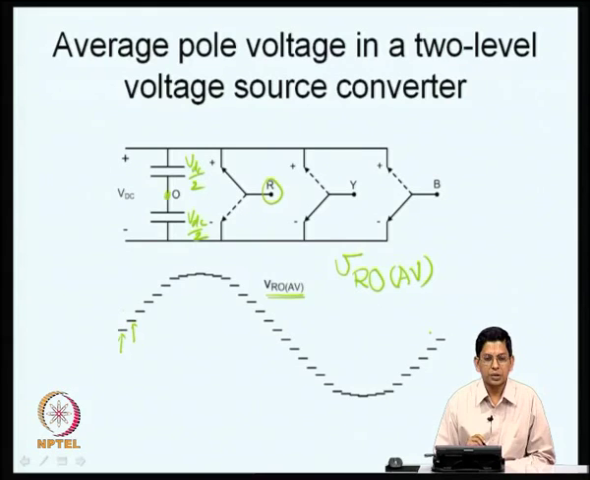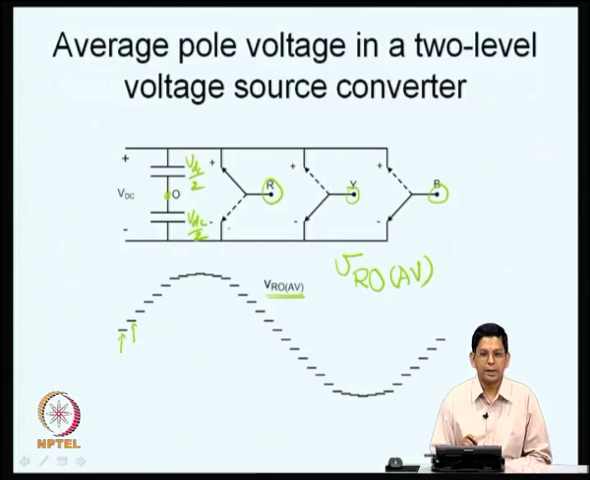Here there is a question now. If VRO average is modulated like that, how should VYO average be modulated? In a similar sinusoidal fashion, but phase shifted by 120 degrees. Again, how should B phase be modulated? In a similar sinusoidal fashion, but phase shifted by 240 degrees from R phase. So, this way you can get 3 phase sinusoidal outputs now.